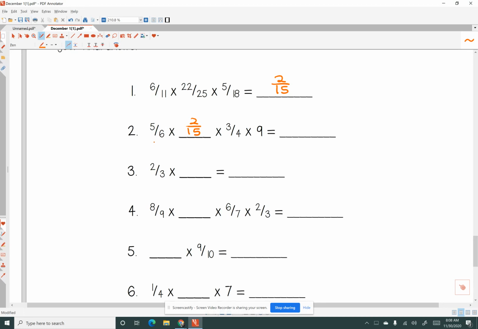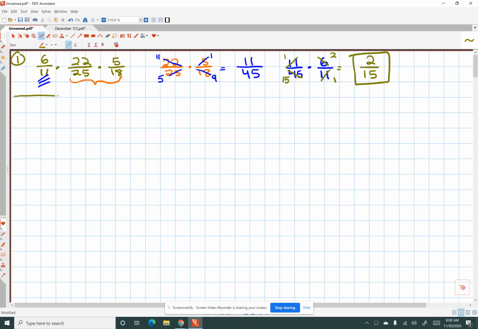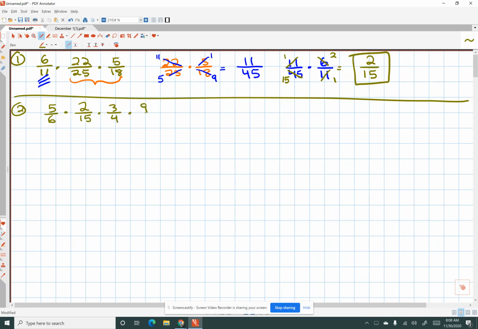Okay, again, we're at number 4. 1, 2, 3, 4. So 4 factors to multiply together. Let's use our scratch paper. This is number 2. 5/6 times 2/15, which was our answer from the first problem, times 3/4 times 9. And when you have a whole number, remember we make a denominator of 1. So I'm going to start out, remember multiplication is commutative, doesn't matter where you start. I'm going to multiply these middle 2.